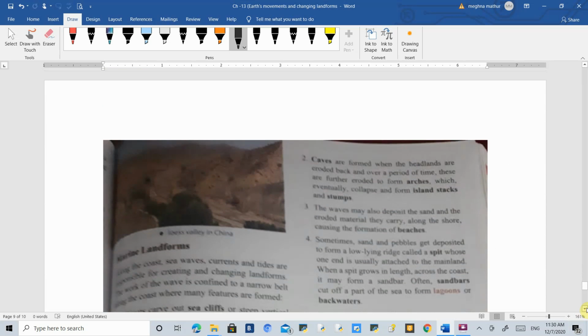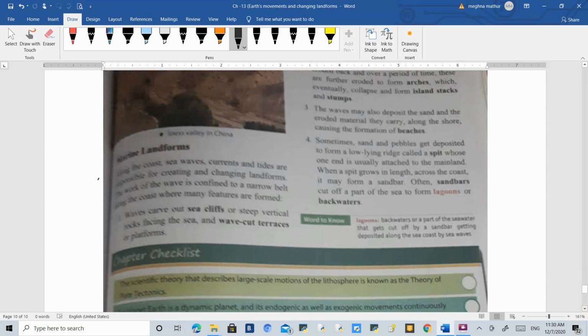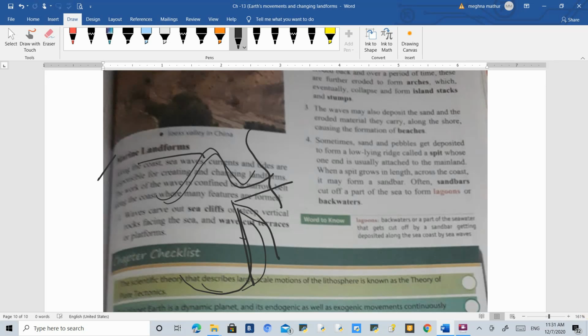And the last kind of landform is the marine landform. Marine landforms, or this kind of landform, you will find in the coastal area. In a coastal area, due to the pressure of tides and waves, many landforms are created. For example, these kinds of cliffs are created. This is originally like this, but due to the pressure of water, it keeps on eroding this part and it will take the shape of a terrace, which is called a wave cut terrace.